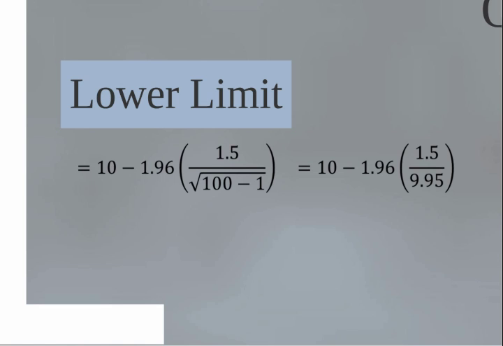We'll take the square root of 99, which is 100 minus 1, and we end up with 9.95. And then we divide 1.5 by 9.95. Then we multiply that, 0.15, times 1.96, which is the z-score. And after we calculate all of these numbers, what we have is 9.706.